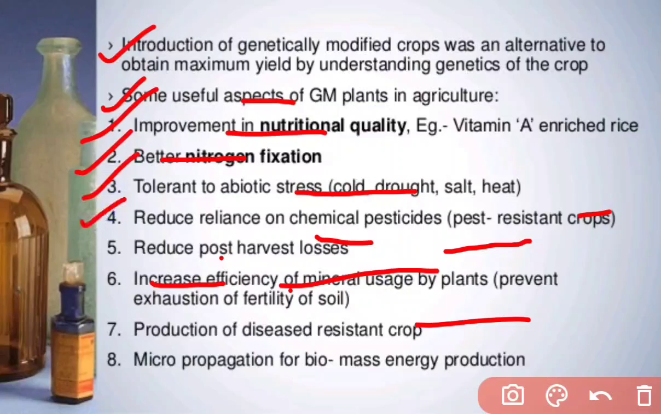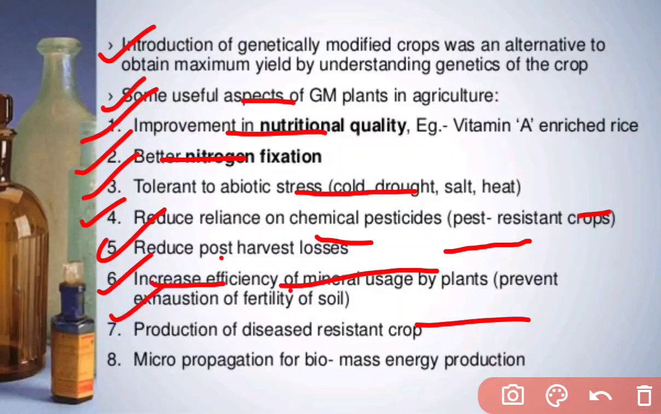That is, the pest resistant crop we are using. When we use a pest resistant crop, that will discourage pests, right? In that condition we can reduce the application of chemical pesticides. Reduce the post harvest losses. What are the post harvest losses we are getting? That also can be reduced by introducing genetically modified plants. And the next one is increased efficiency of mineral usage by plants, meaning it prevents the exhaustion of fertility of the soil. Minerals can be fully utilized by plants. That is a benefit of the genetically modified plant.